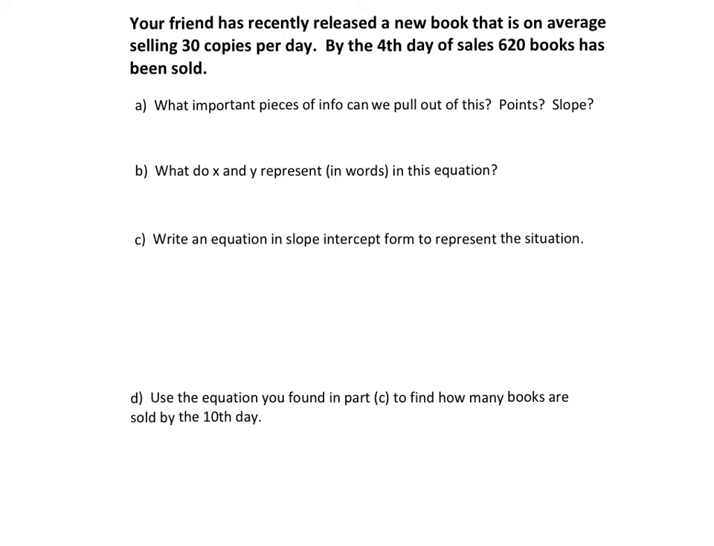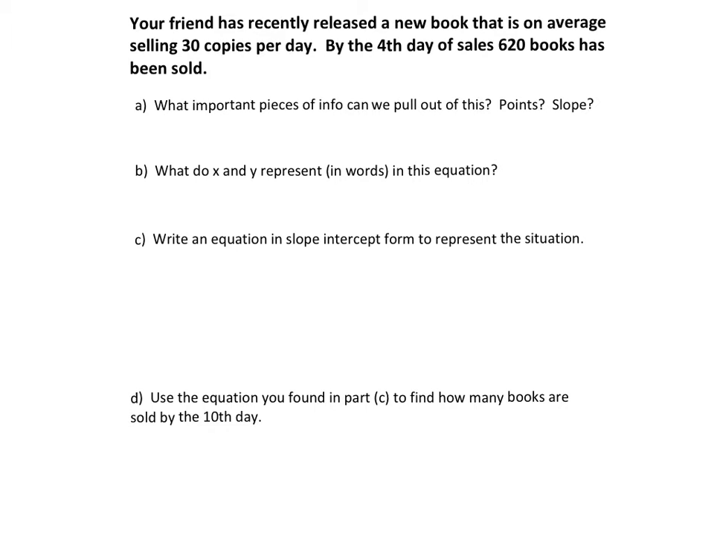So on the screen here, you'll see that we have a word problem, and typically, as we read through this word problem, I have students annotate or underline important information in the word problem itself. But what I'd like you to do, since you won't have this one in your notebook, is I would like for you to write down any key information that you see as we read through it together, or that you think might help us to find points and slopes. So this one says, your friend has recently released a new book that is on average selling 30 copies per day. By the 4th day of sales, 620 books have been sold.